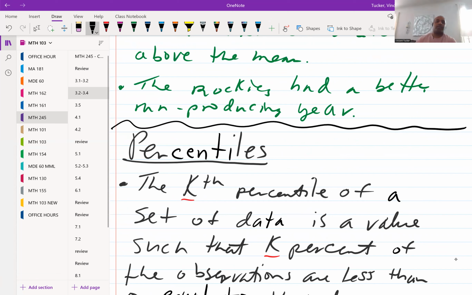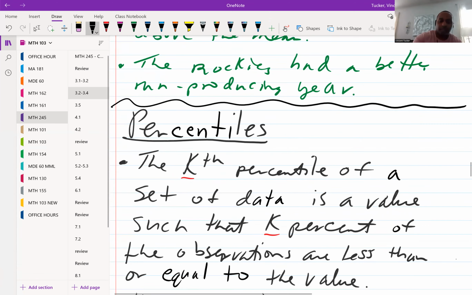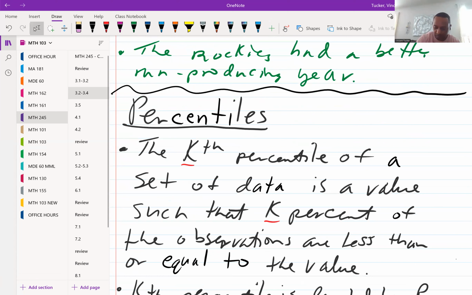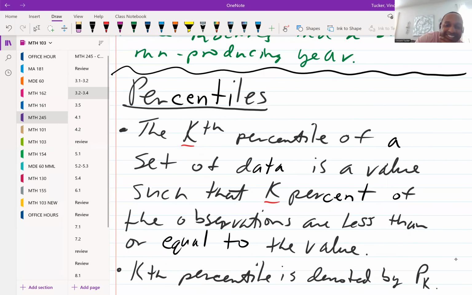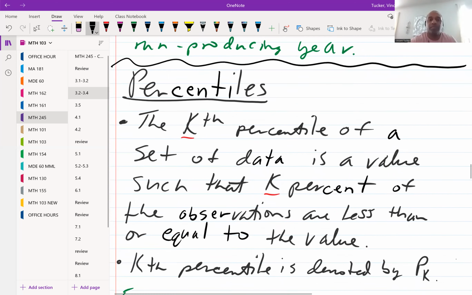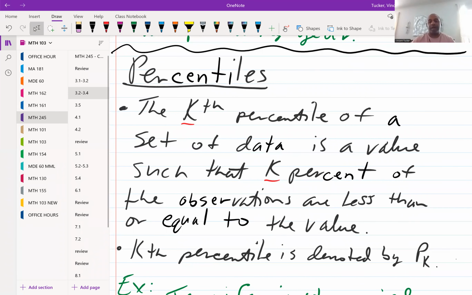All right, so percentiles. The kth percentile of a set of data is a value such that k% of the observations are less than or equal to the value. I'm trying to write some of this a little better. I got better at writing on this with more practice, so I could tell that a lot of this was done earlier. The kth percentile is denoted by P sub k.